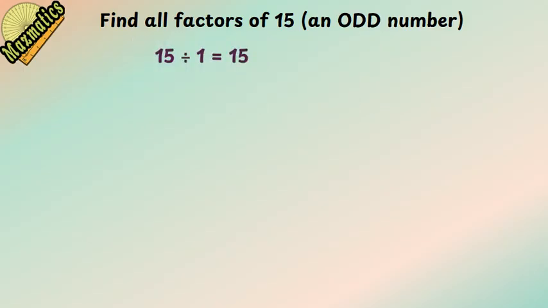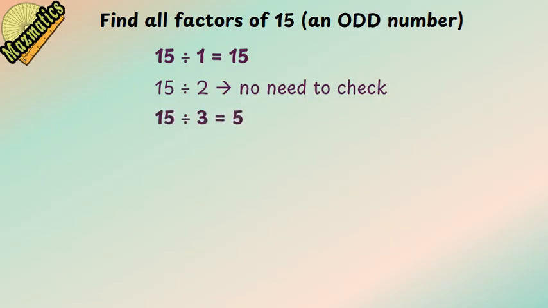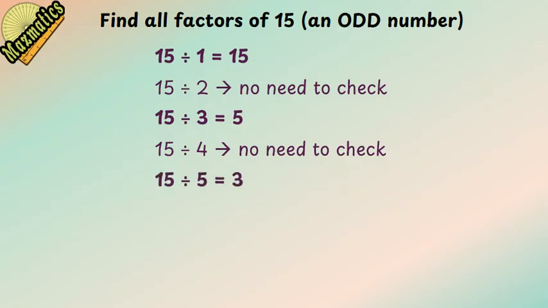15 divided by 1 is equal to 15, no remainder. 15 divided by 2, the divisor is an even number, no need to check. 15 divided by 3 is equal to 5, no remainder. 15 divided by 4, the divisor is an even number, no need to check. 15 divided by 5 is equal to 3, no remainder. 15 divided by 6, the divisor is an even number, no need to check.